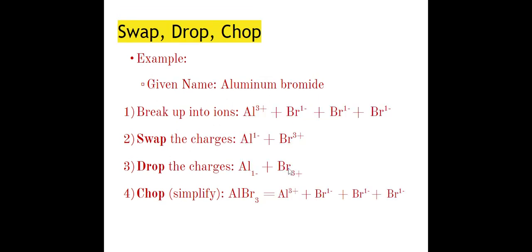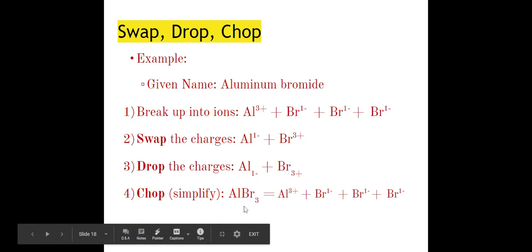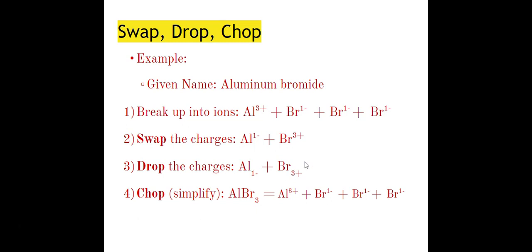You'll swap those charges. You'll drop those charges, and then you chop those charges. So what does this mean? Aluminum has been broken up into its ion form. Bromine has been broken up into its ionic form. What you'll notice here is that there are 3 atoms of bromine. Wonder why?